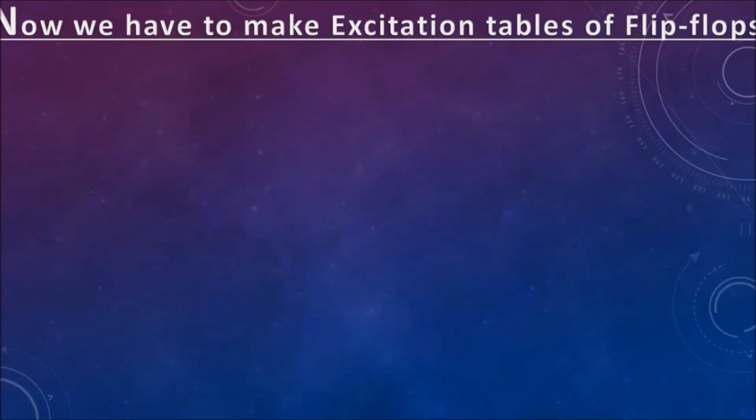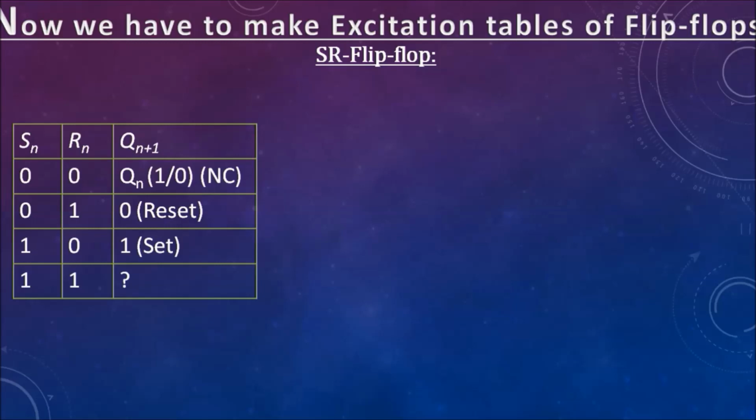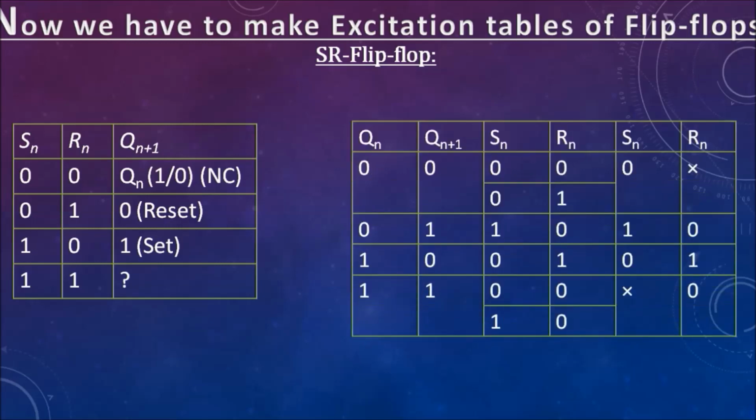Now we have to make the excitation tables for all the flip-flops. These are SR, JK, T, and D flip-flops. So how can we make this? For the SR flip-flop, first we see the truth table of the SR flip-flop. We already know this, and this is the excitation table of the SR flip-flop. This is a very interesting thing. Here we consider the Qn, or the previous state, and Qn plus 1, or the next state, and then we find the values of S and R for the given Qn and Qn plus 1. Now in the truth table we have Qn plus 1, so here we consider Qn plus 1. This is important.